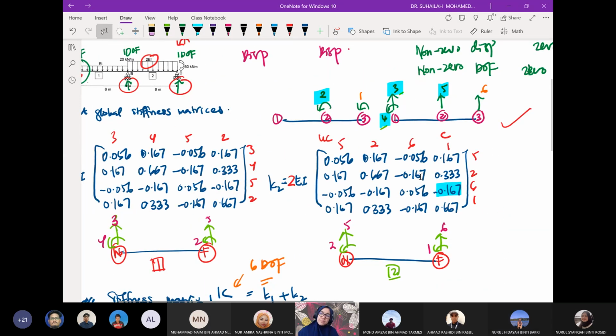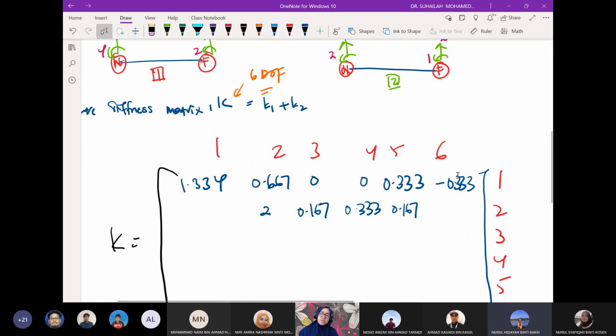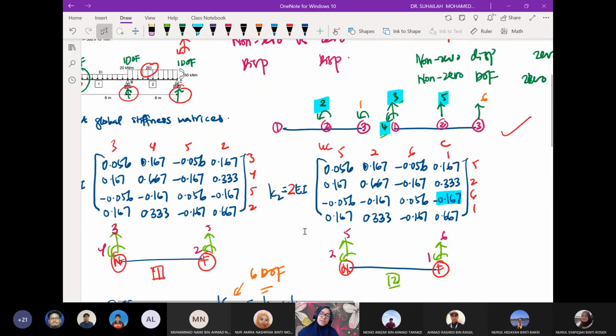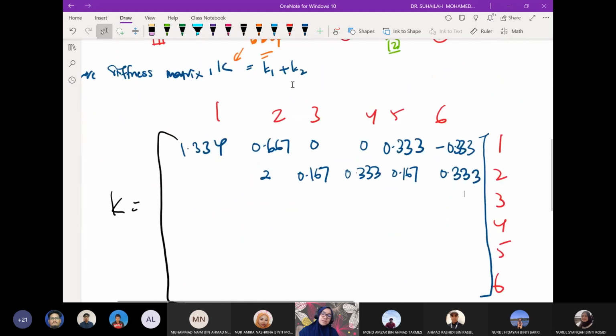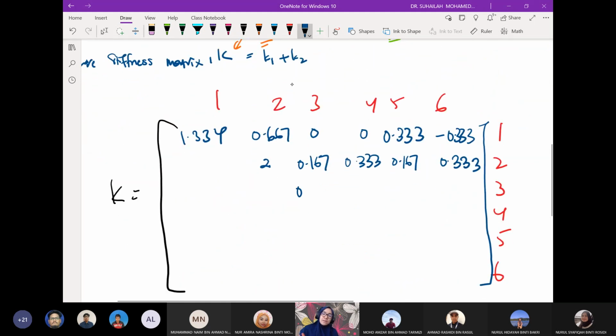2, 6. Okay, appears only once. Okay, 2, 6 is negative 0.167 kali 2 lah. 0.333. Okay, next value. 3, 3. 3, 3 appears only once dekat K1. 3, 3 is 0.056. So yang ni kan you memang kena practice dulu untuk practice a lot jugalah untuk clear yang ni lah. Clear in terms of boleh buat dengan cepat and without error value.